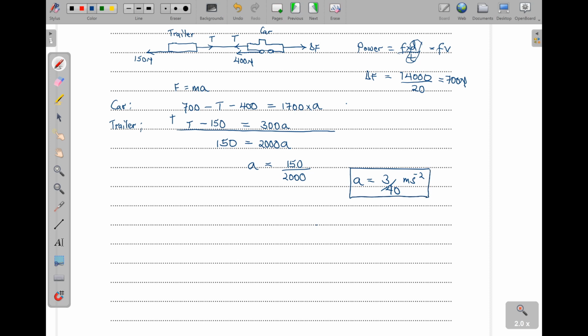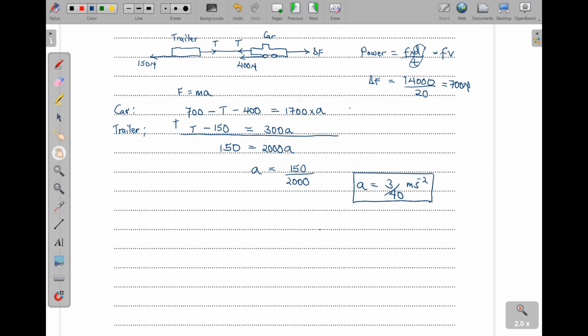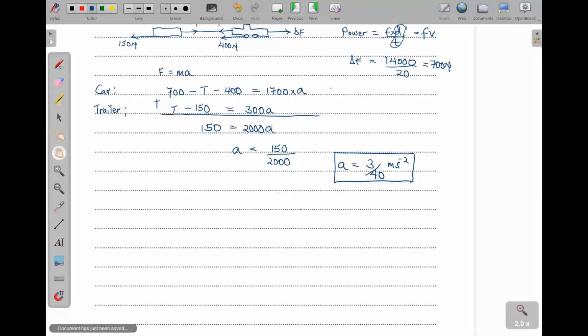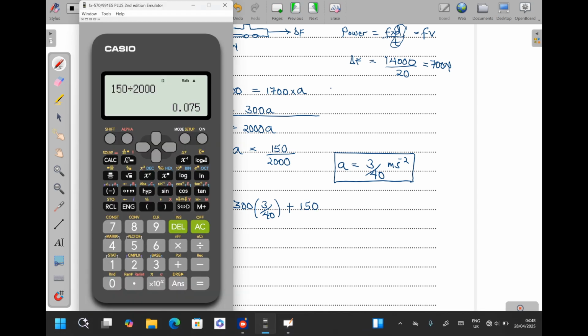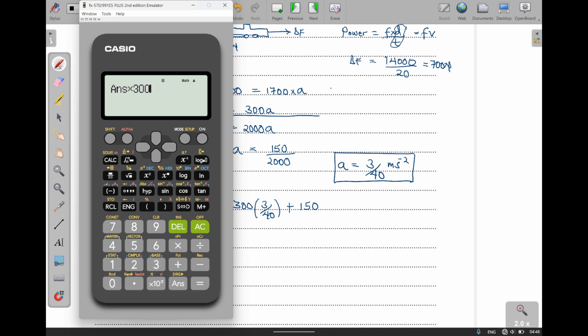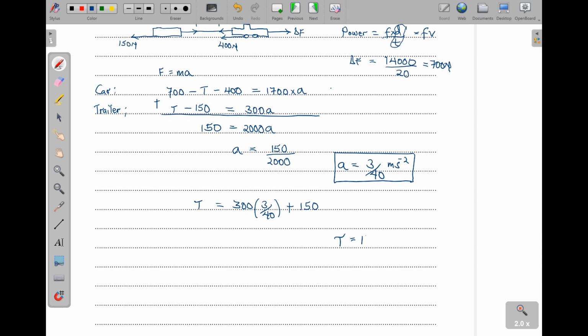Now, after that, remember they told us to find the acceleration and the tension. So the tension, I can substitute in any of them. Tension is therefore going to be the 300, I'm using this one here. You can use any of the two, okay? So 300 times A, which is 3 over 40, then plus 150. So this one times 300, then plus 150, it gives us 172.5. So the tension is equal to 172.5 newtons.